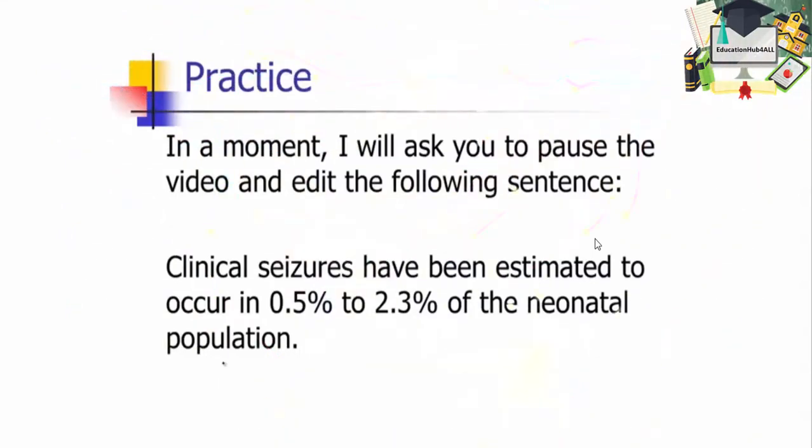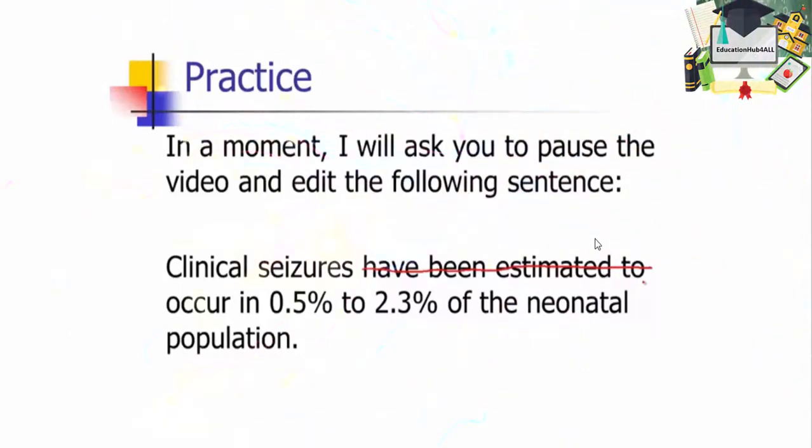Great, so now I'm going to go through my edit on this sentence. So clinical seizures have been estimated to occur. Well, that seems like a lot of extra words. How about we just get rid of the have been estimated to and just say clinical seizures occur. Now some of you may feel like that's being too direct, right? You want to put the hedge word that it's been estimated to be. We don't want to be so direct as to say it occurs.